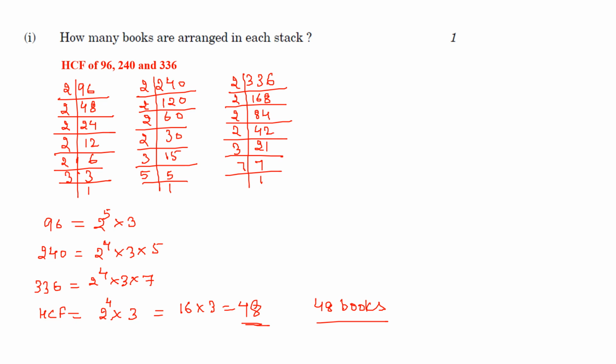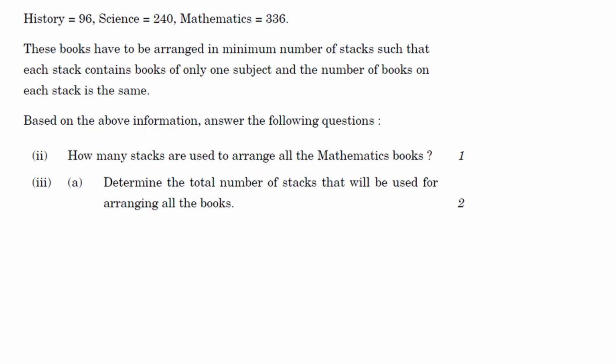Okay, now moving to the second part of it. How many stacks are used to arrange all the mathematics books? Only mathematics books if you have to arrange, how many stacks you need? Now we know that in each stack we will have 48 books, right? So now these 336 books you have to divide equally, 48, 48, 48, isn't it? It means to get the number of stacks you have to divide 336 by 48. And if you divide it, you are going to get 7. 48 times 7 is 336.